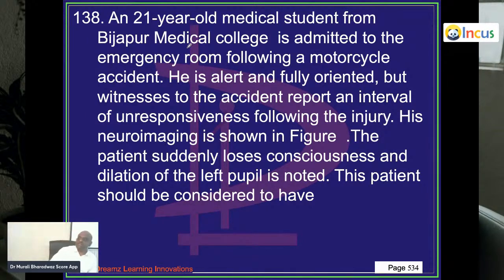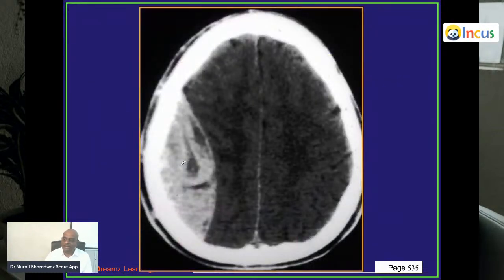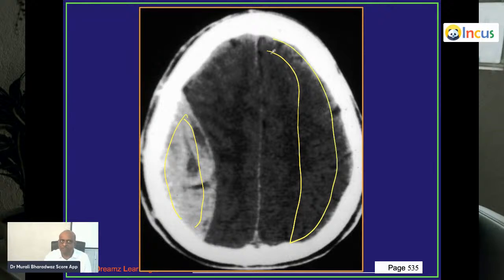Admitted to the emergency from the room following a motorcycle accident. There is a lucid interval. There's a dilatation of the left pupil. And what is this appearance, doctor? Biconvex hematoma, which is epidural hematoma, which is arterial. Whereas if you get a crescent-shaped bleed, then that is subdural, which is a venous bleed in the elderly people. No history of trauma, no lucid interval.